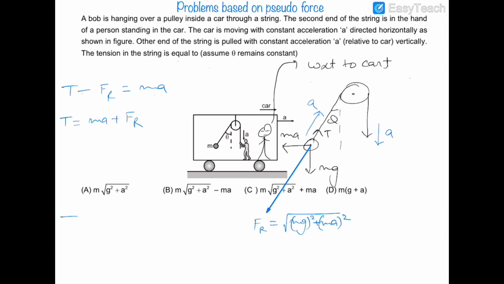Now this T will be equal to Ma plus F resultant, which is M common under root of g square plus a square. Therefore, we can see that the correct answer for the tension in the rope will be option number C. Okay. Now let's move on to the next question.